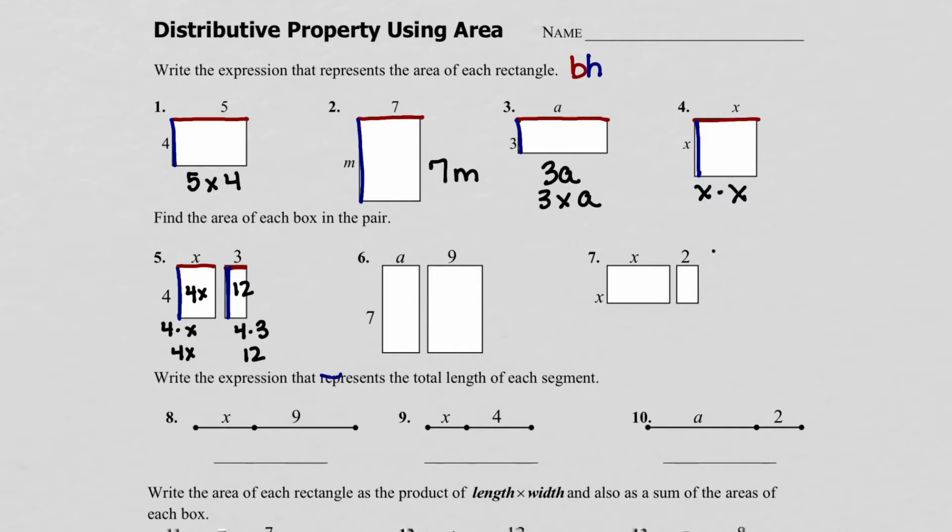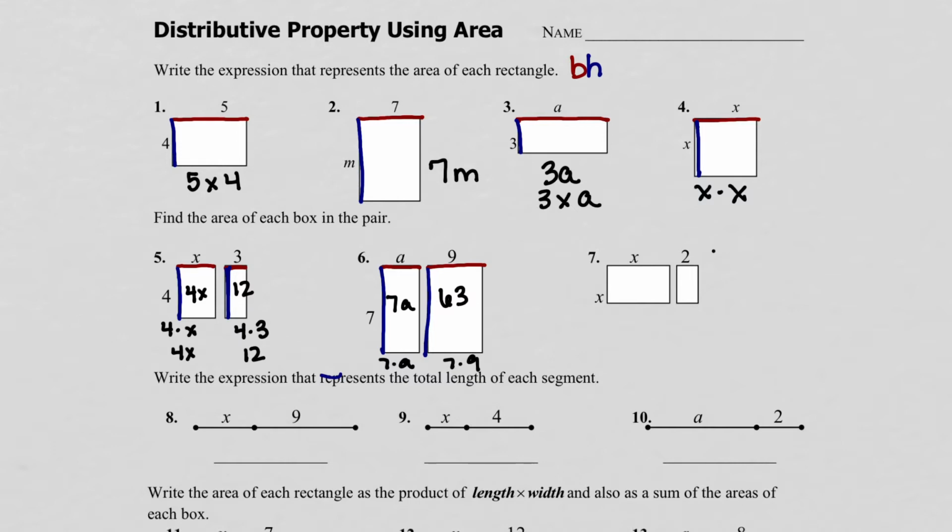All right, let's look at the next one. The base here is a, and the base here is 9, and they both have a height of 7, right? That's 7 here, and it's 7 there. So let's think about this. I've got 7 times a here, and I've got 7 times 9 there. Well, 7 times a is just 7a, and 7 times 9 is 63.